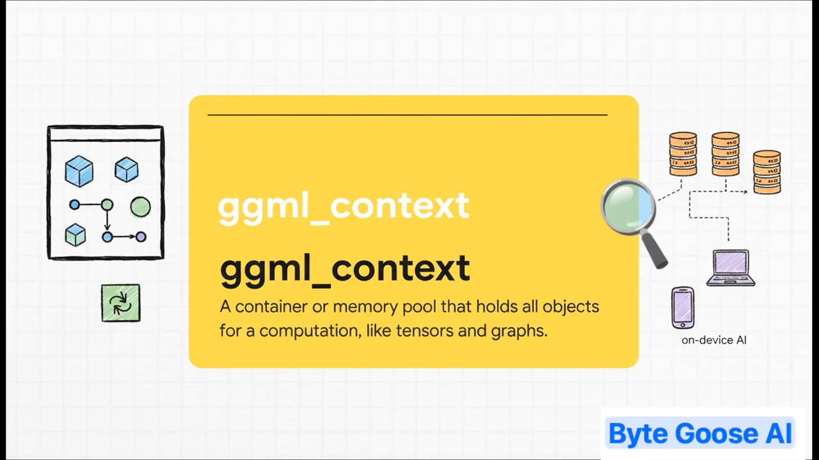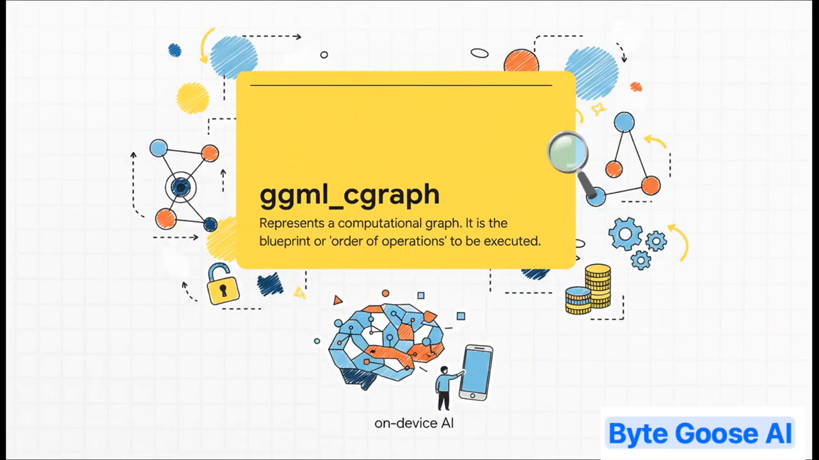Super efficient. Okay, next is the GGML C graph, and this is a really key idea to grasp. When you tell GGML to do something, say multiply two matrices, it doesn't just do it right away. Instead, it adds that operation as a little node on a graph. The graph becomes the complete blueprint, the step-by-step recipe for everything you want to compute. Nothing actually happens until you say, okay, blueprint is ready, go.